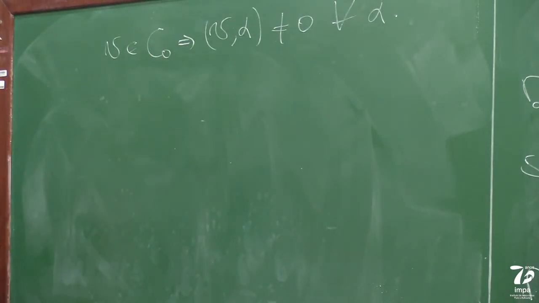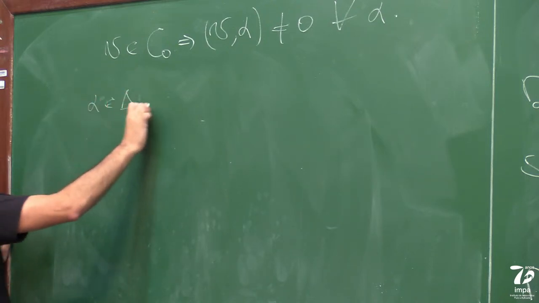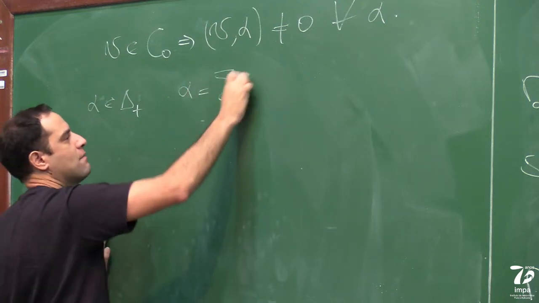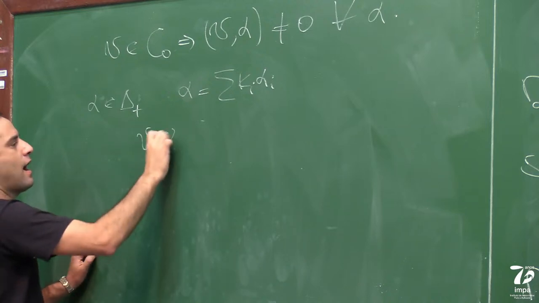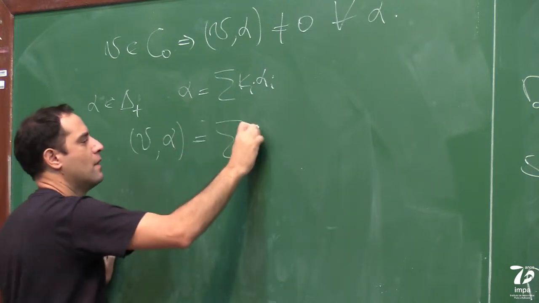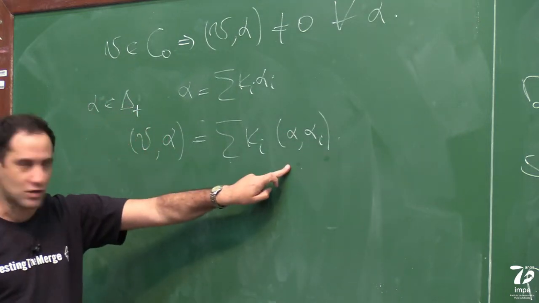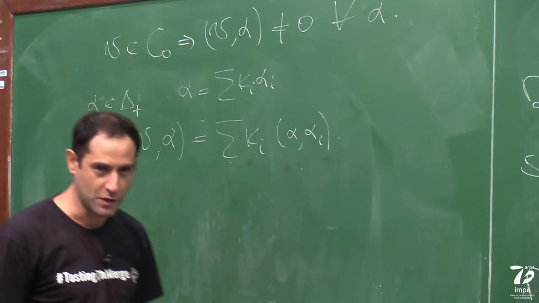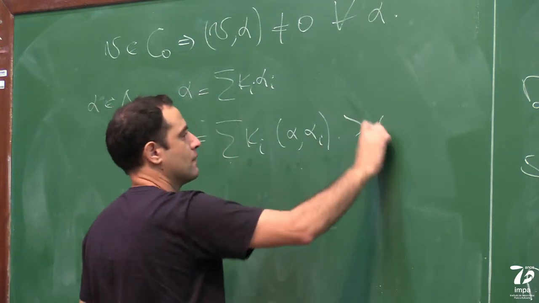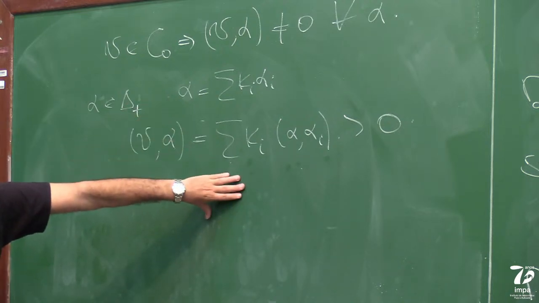That's clear again, because if alpha is positive, then alpha can be written as a sum of k_i alpha_i, and the pairing of V with alpha is therefore the sum of k_i times the pairing with alpha_i. Now, all of these numbers are strictly positive, and these guys are non-negative, and at least one of them is non-zero. So this is at least a positive number. This is always positive. And if alpha is negative, the same thing proves that this thing is negative, but it's never zero.